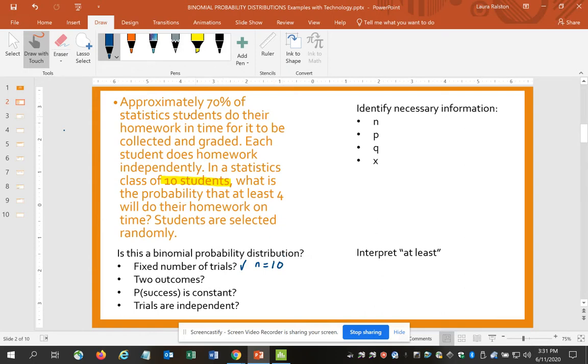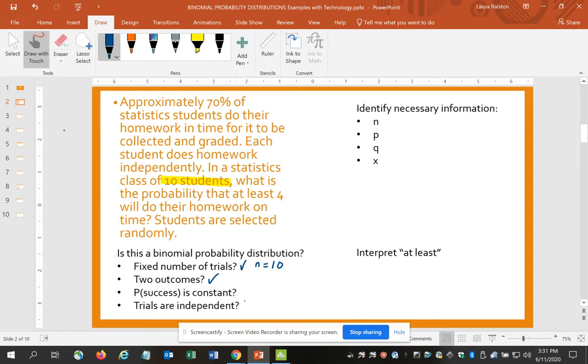You also have to ensure that you have 2 outcomes. And this is more of a think-it-through process. We're looking at whether a student does their homework in time for it to be collected and graded. So if you think about what options you could have there, they either do it or they do not do it. And so there are 2 outcomes in this scenario, so we're okay there.